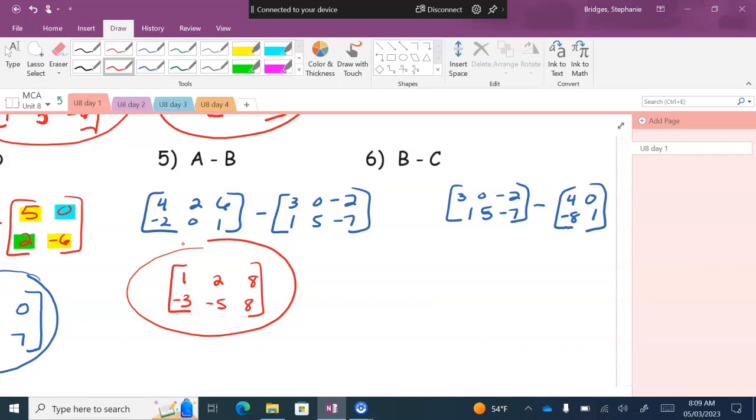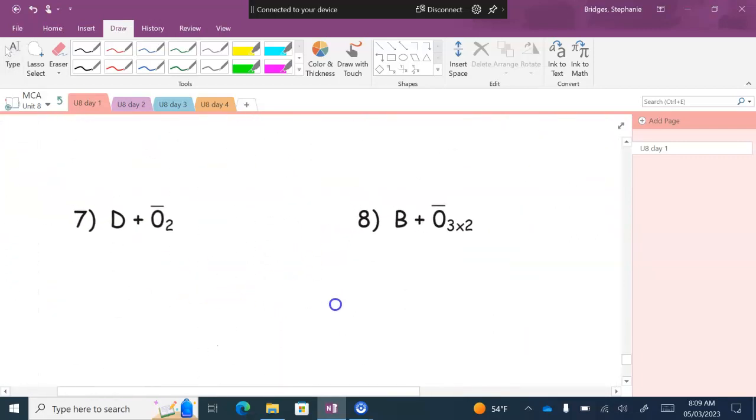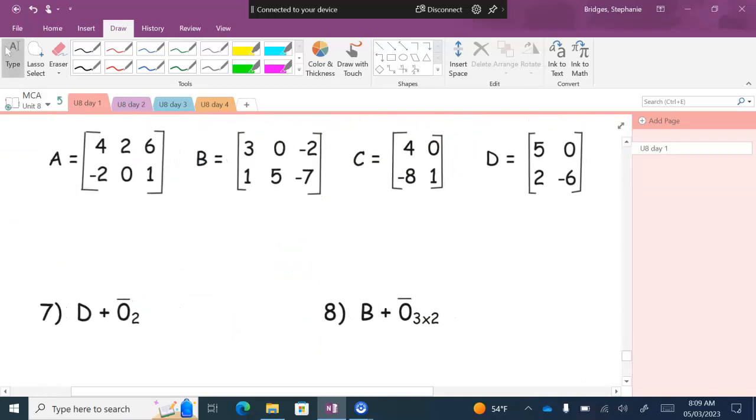What about number 6, B minus C? Not possible. They are not the same size. Cannot happen. I think that's probably about it, but let me just double check. Oh, let's do one of these. Same matrices, so you don't need to write them again, but we need to just talk about what it looks like with our 0 matrix. You already have them written down. They're the same ones we wrote the first time.